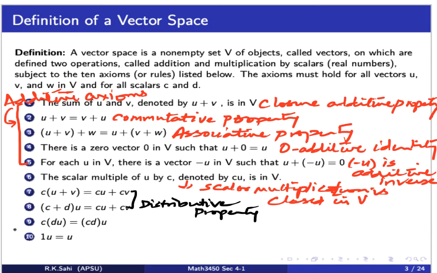Then if you multiply a scalar C with D times u, or you multiply the 2 scalars CD and then multiply to a vector in the non-empty set, the final answer is the same. The final thing is when you multiply any vector u in the non-empty set capital V with a 1, you basically get the element itself. So this 1 here is the multiplicative identity.